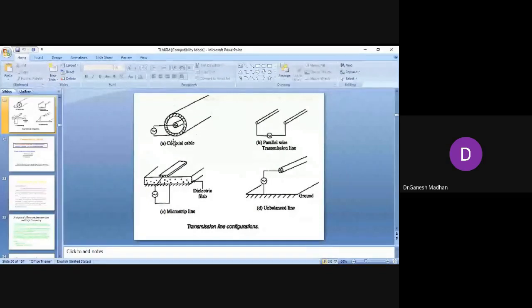In the case of a coaxial cable, the case of a parallel wire. And here in the case of a microstrip line in a PCB, you have a ground plane and you have a top conductor separated by a dielectric slab. And then you have an example of an unbalanced line, ground, and then you have a conductor.